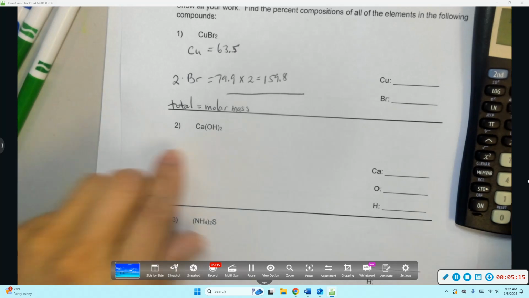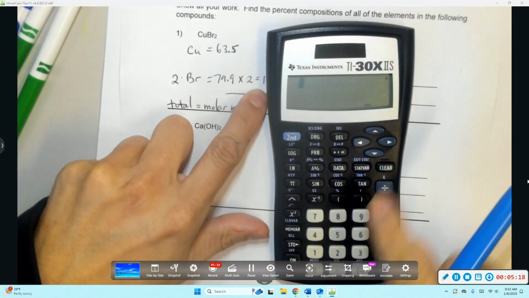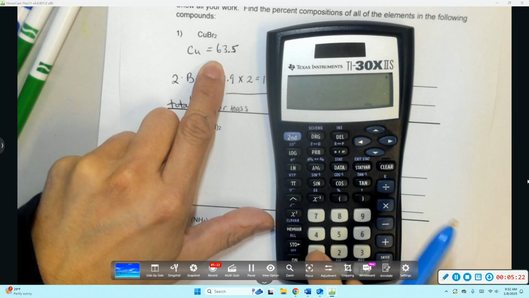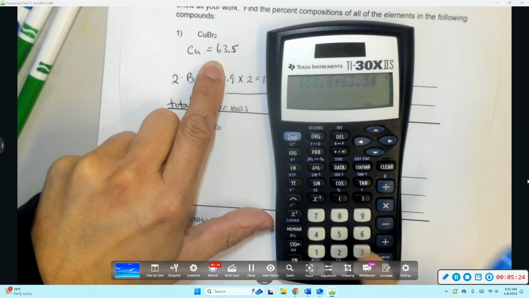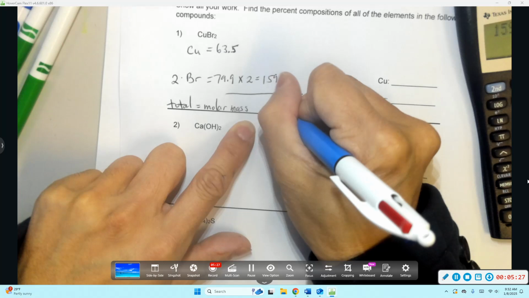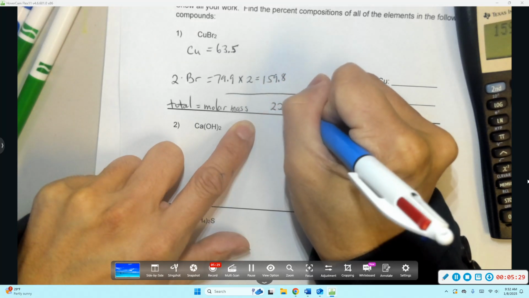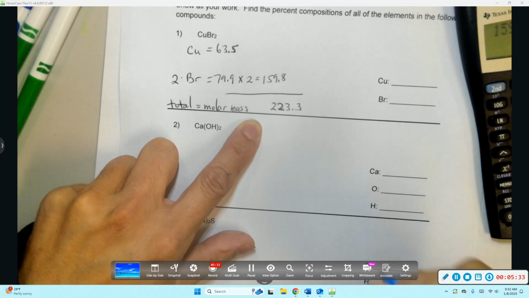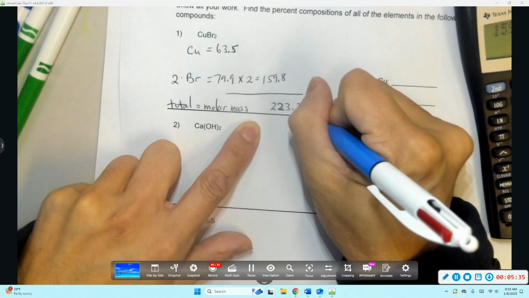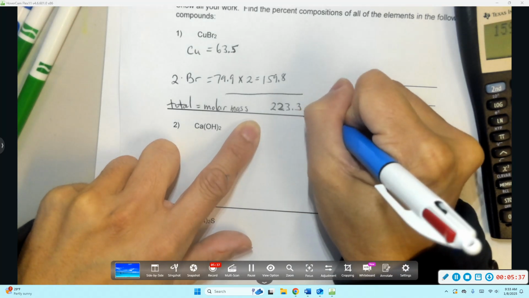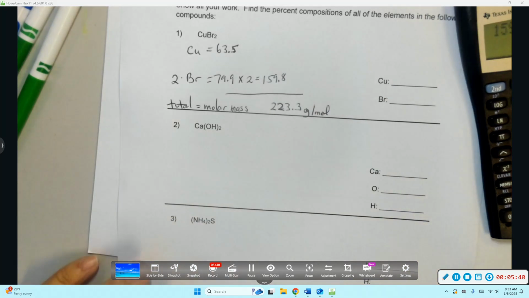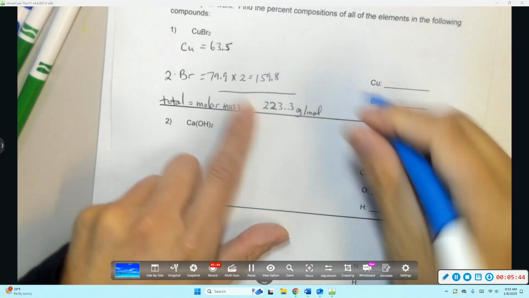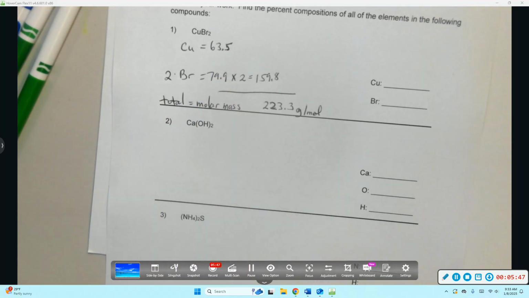Okay. So add those together, 159.8 plus 63.5, and I get a total of 223.3. That's an ugly 2. 223.3 grams per mole. Get used to that unit as well, because we're going to use that very often. So that's your total.